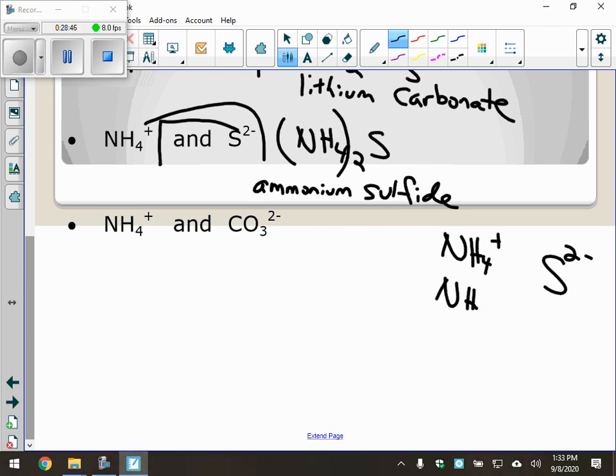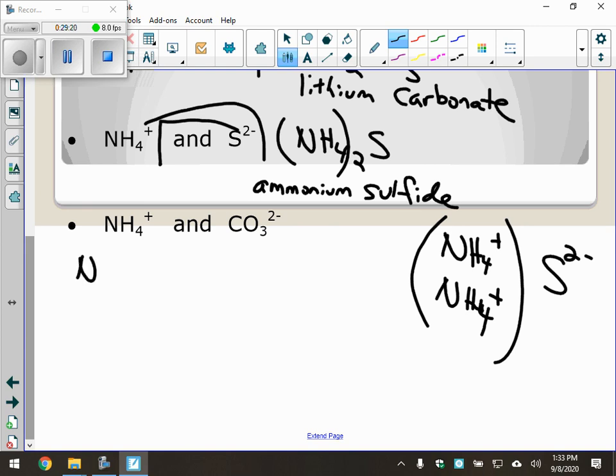I need 2 of those, right? All of that together. I need 1 to lose 1. So I need NH4 to lose 1 electron. I need another NH4 to lose another electron so that S can gain those 2 electrons. That's why we need to have brackets there. It's not just the H or the N that needs to gain or lose an electron. It's the whole group of those atoms that need to lose an electron. So that's why we end up with that. That's why we need to have brackets.